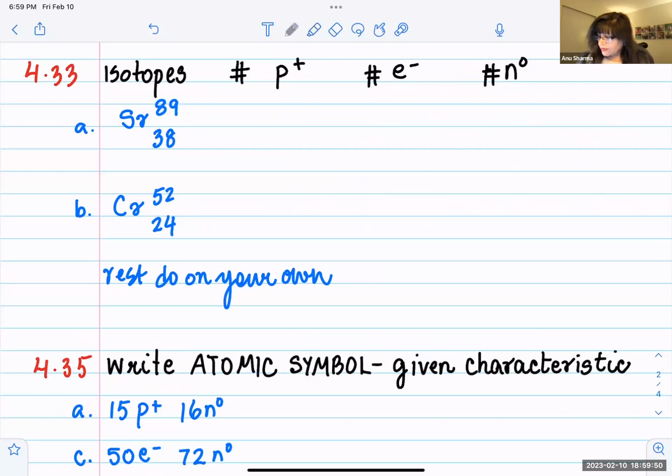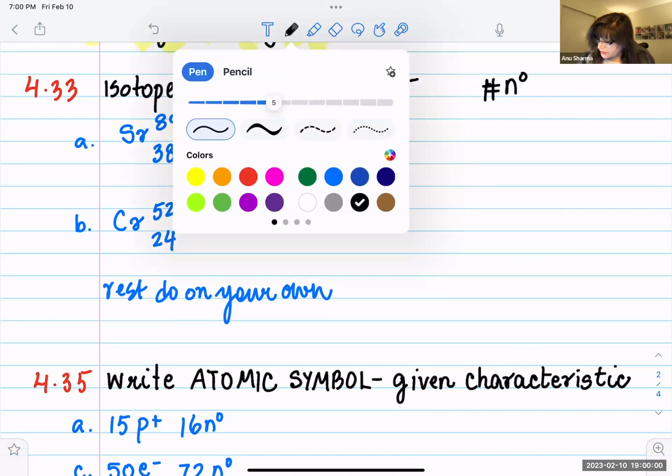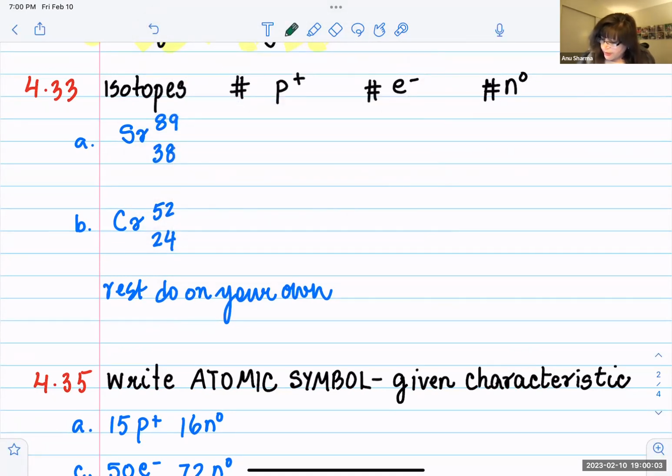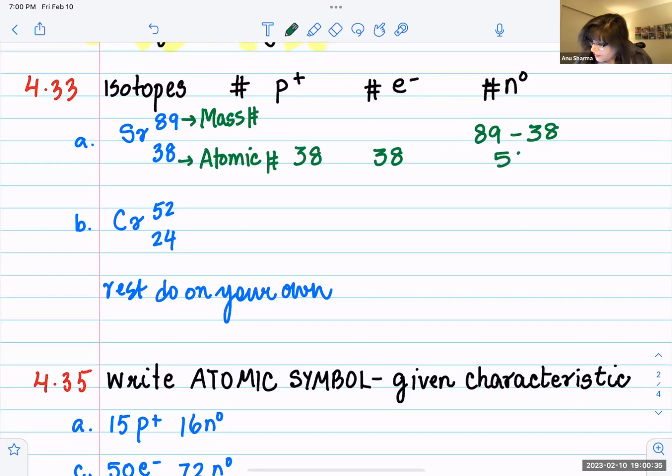Okay, the next question is about isotopes. How do we calculate this? The isotopes are given, and it's the same thing here. Remember, the big number is the mass number and the small number is the atomic number. So the number of protons is 38, the number of electrons is 38, and the number of neutrons is 89 minus 38. What do you get here? 89 minus 38 is 51. So there are 51 neutrons.